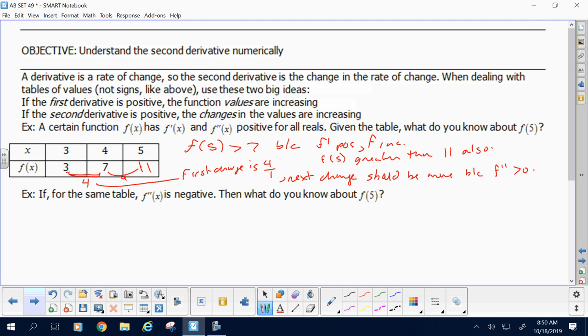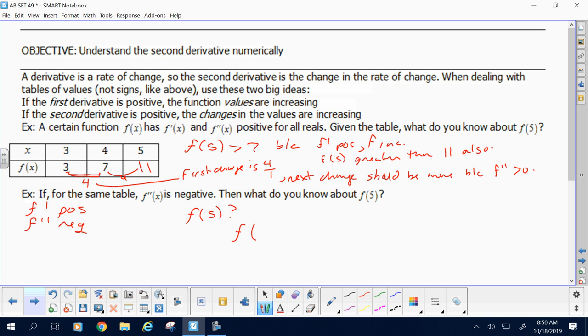If for the same table, f double prime is negative. So assume f prime is still positive, but now I'm telling you f double prime is negative. What do you know about f of 5? Now I'm looking for 2 facts about f of 5. Greater than 7 or less than... You say it'll be less than 11, but greater than 7.